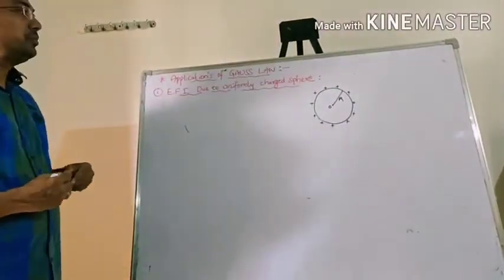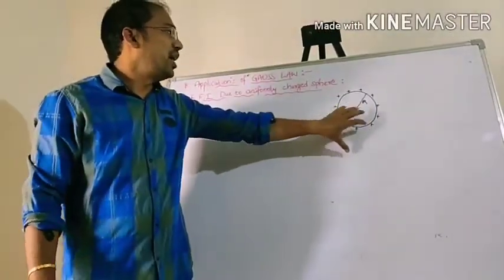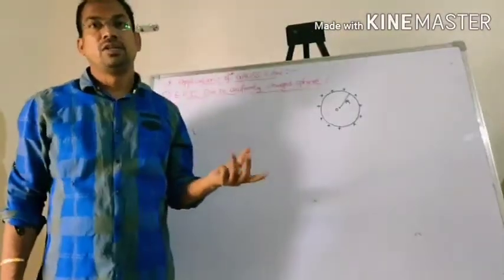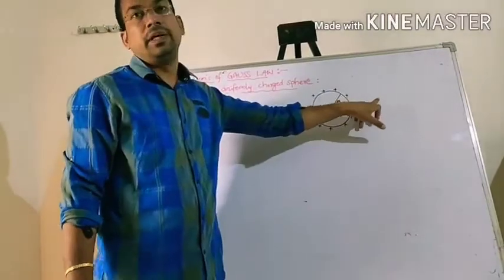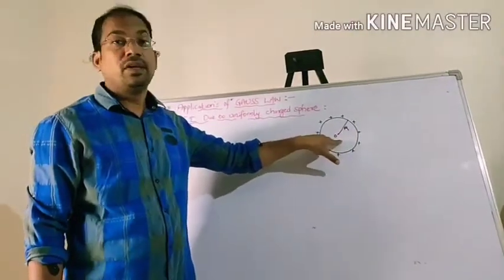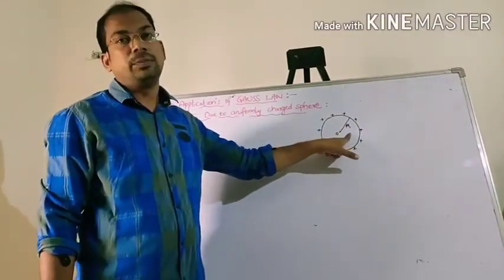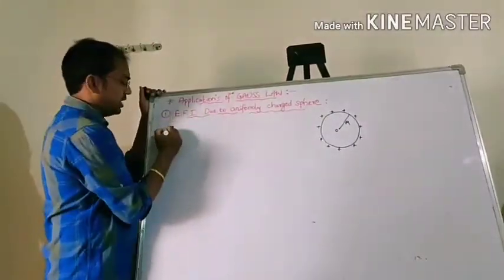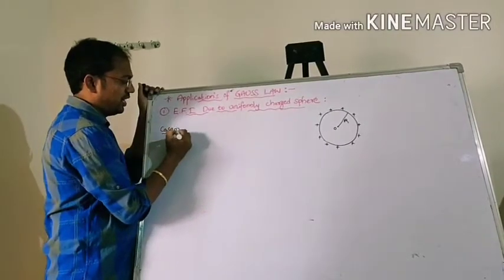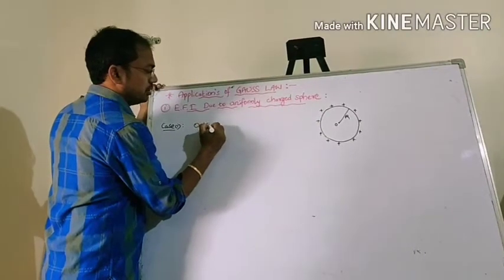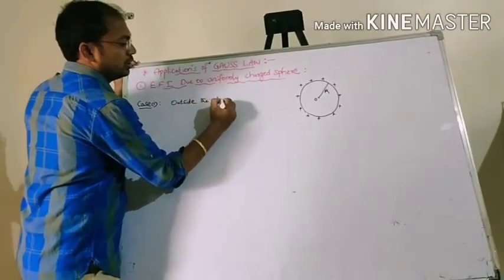Now we have to find the electric field intensity of this uniformly charged sphere in three different cases. The first is outside the sphere, the second is on the surface of the sphere, and the third is inside the charged sphere. So we have three cases. Case 1: outside the charged sphere.